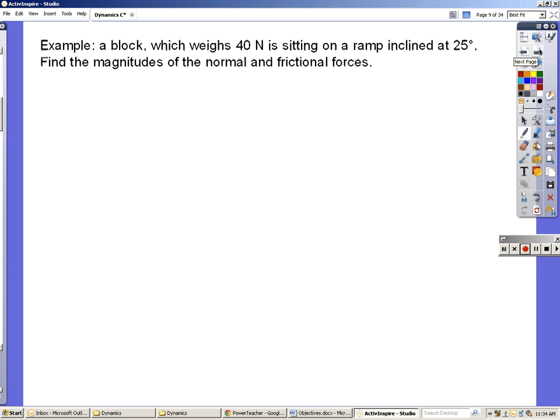So here's an example. A block, which weighs 40 newtons, is sitting on a ramp inclined at 25 degrees. Find the magnitudes of the normal and frictional forces. Now we know, because we drew a free body diagram before, that the weight of the block is 40 newtons, and it has a normal force and a friction force. And we're told that it's sitting on a ramp, which implies that it's not moving, and that means F net equals 0.